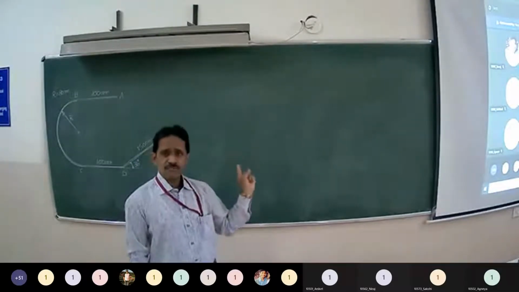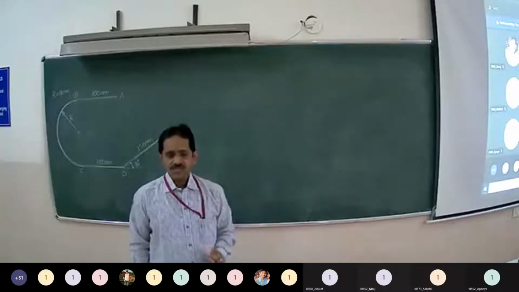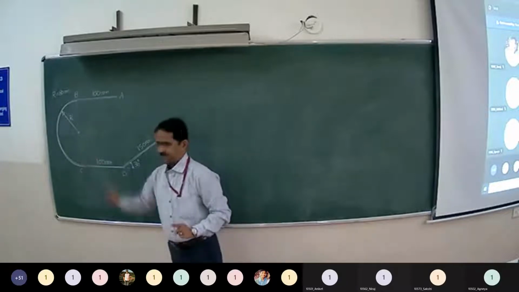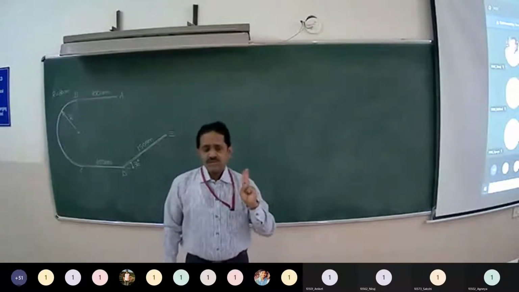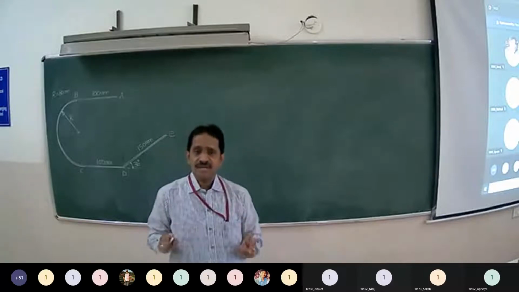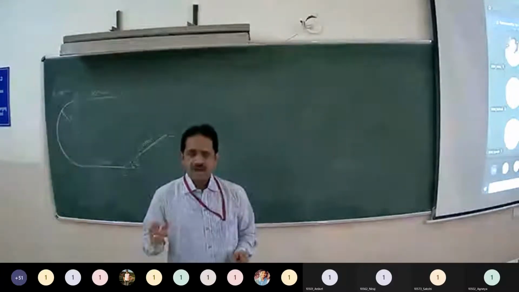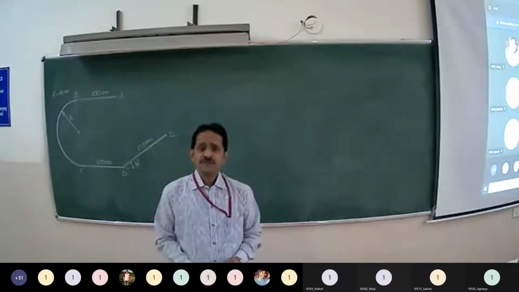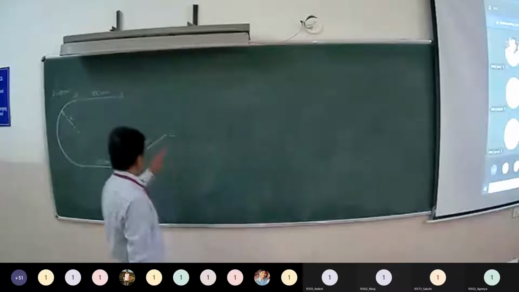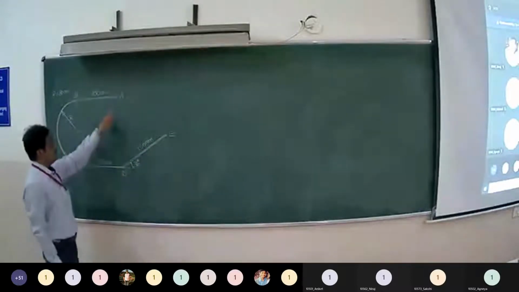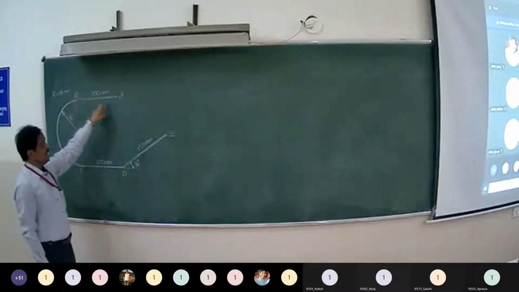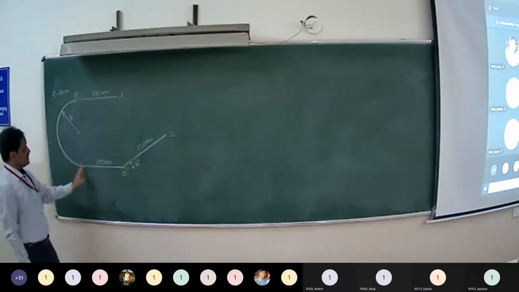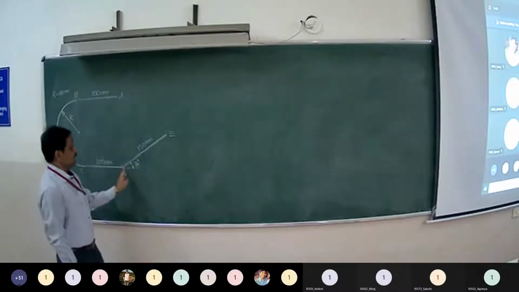The first step is you have to select the reference point or reference axis. In this particular problem, the reference point is given, so you have to locate the centroid or center of gravity with respect to point C. Second step is you have to divide the given bent into different parts of standard shape for which you know the position of centroid. So we can divide this bent into a straight line AB, semicircular arc BC, line CD and the line DE.